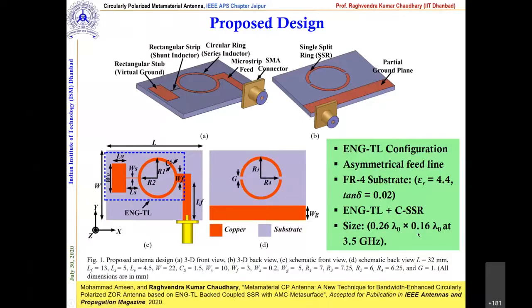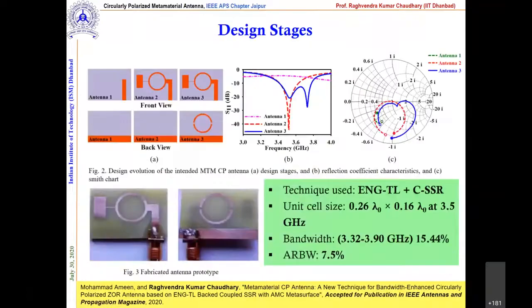We named them antenna 1, 2 and 3, so the audience can understand the things. We started with the feed, and then we attached this ring and the virtual ground plane, and at the last we loaded the back with the single split ring. Now if you see antenna number 2, which is without the single split resonator at the back, we have only one resonance. As soon as you accommodate a single split resonator, the second resonance point also appears. The reason is quite clear.